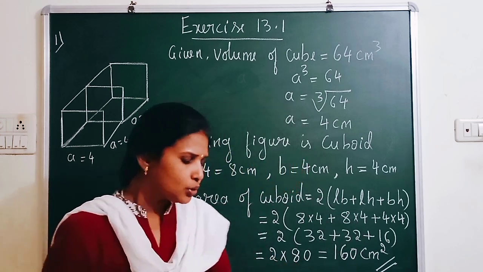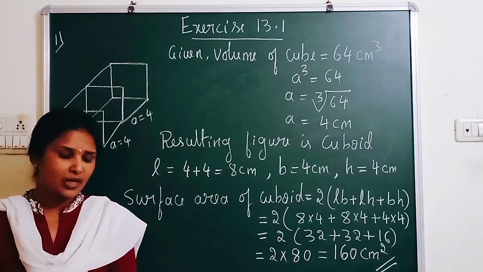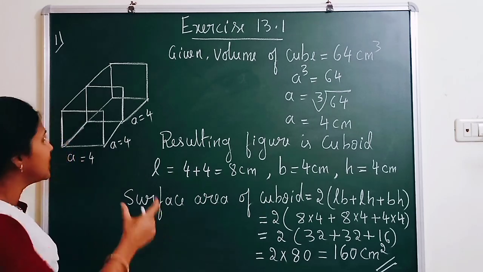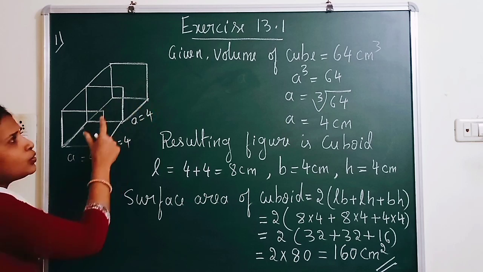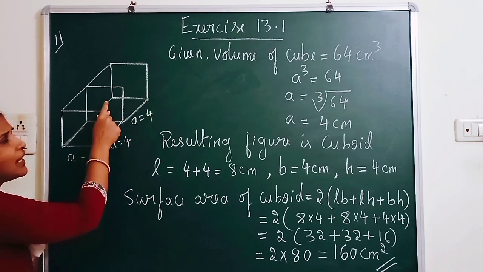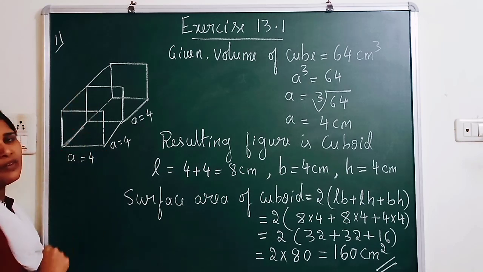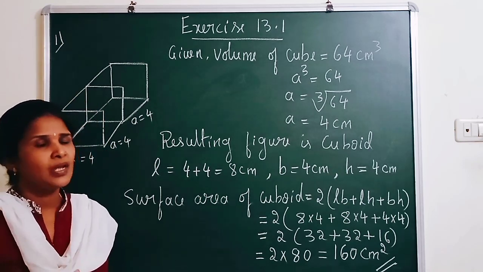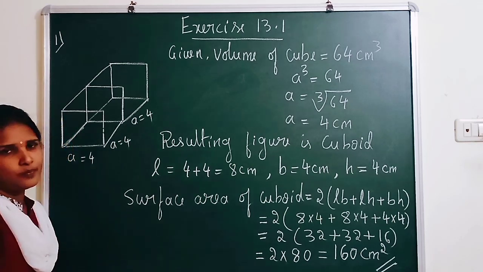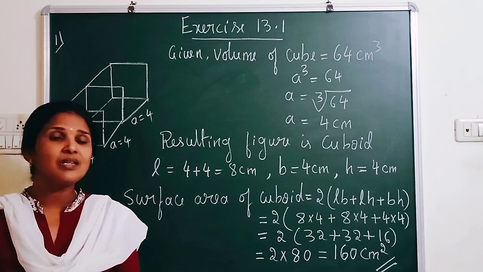Given two cubes each of volume 64 centimeter cube are joined end to end. You can see here this is one cube and this is another cube. Two cubes are joined at one edge, so end to end. Volume of each cube is given, 64 centimeter cube, and we don't know the side of the cube. And he is asking to find the surface area of the resulting cuboid.